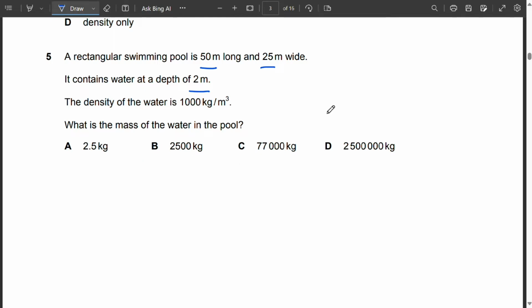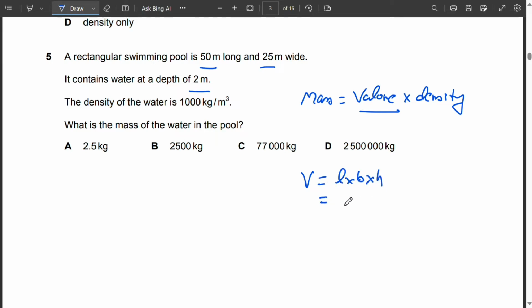We know that mass is volume into density. Now how to calculate the volume? This is a rectangular pool, basically a cuboid, so to calculate volume it will be L into B into H. That is 50 into 25 into 2, which is 2500 meter cube. So volume is 2500 meter cube, and density they have given is 1000 kilogram per meter cube.